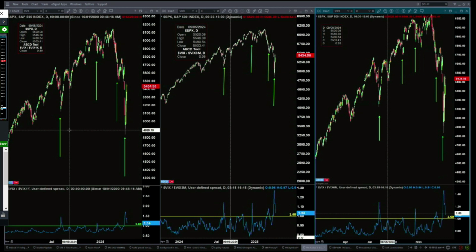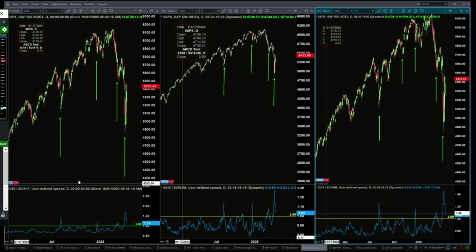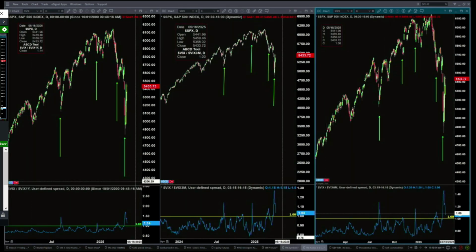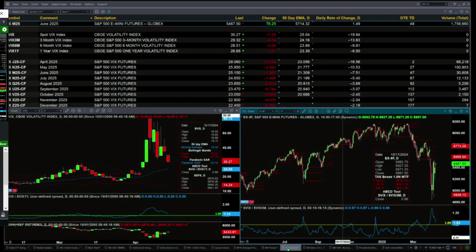So that's the first thing. But now we're not in the clear until we get below that 1 level, until we get back outside of that contango. Any questions about that? Because I know it's a concept maybe hard to grasp, but it's one of the very cool tools about the spot VIX, especially in times like this.